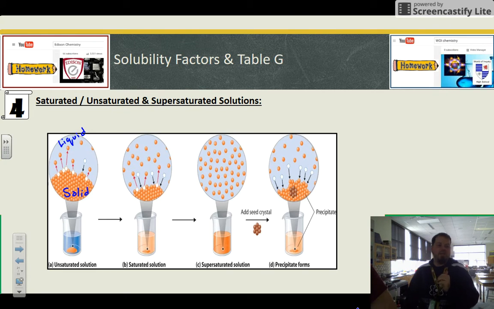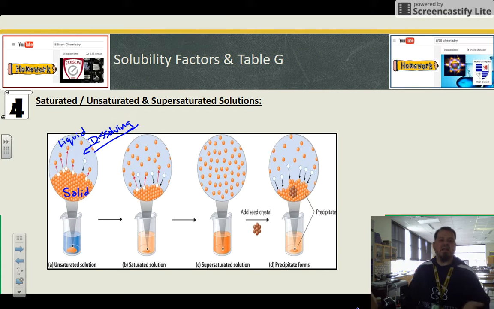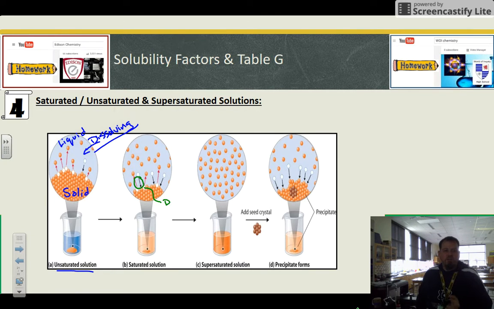So that's telling me that the liquid is unsaturated. That solution up top can hold more solute than it is, because I see active dissolving. Okay. Now the second piece, the saturated solution B, this is our dynamic equilibrium, because what's going on is there is dissolving happening.